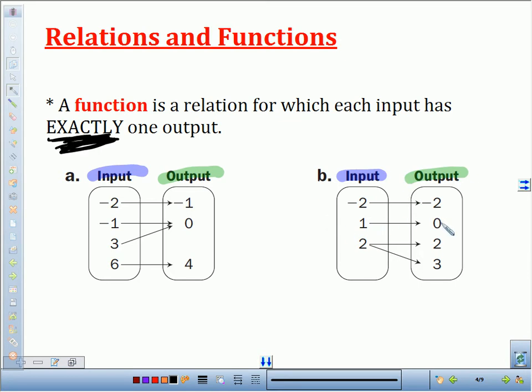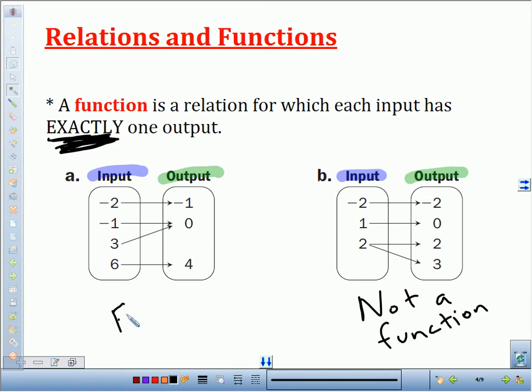1 becomes 0. 2 becomes both 2 and 3. So here, one of my inputs, 2, becomes both 2 and 3. So it has two different outputs. That means that B is not a function. However, A is a function.